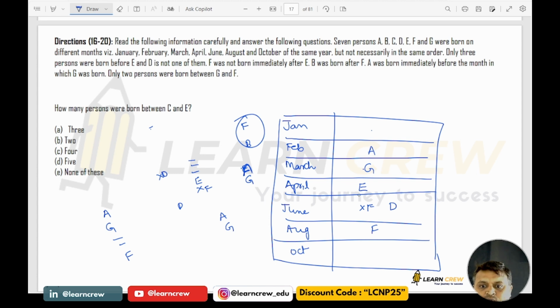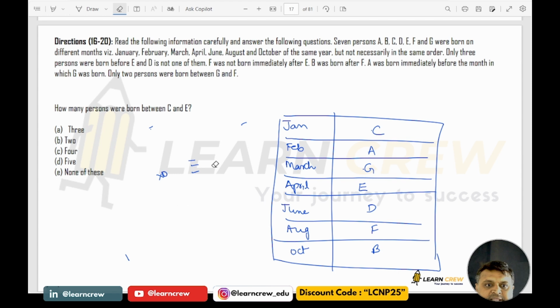I am fixing D first. One more thing is given: B was born after F. Satisfied. Now the person who is left is C. This is the final arrangement. Now see the first question: how many persons were born between C and E? Between C and E there are 2 persons, A and G. So the answer is 2.